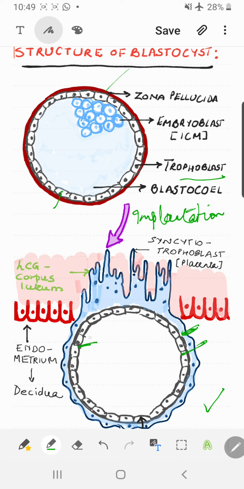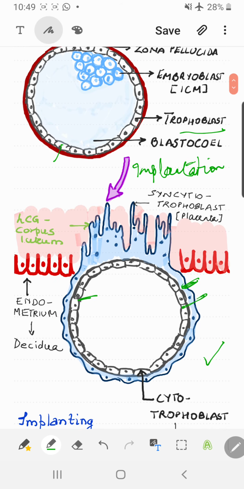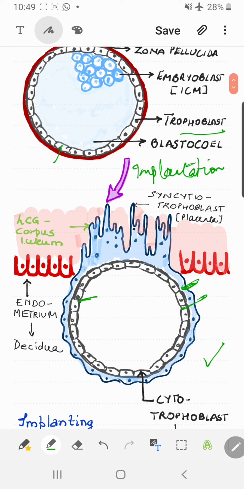So the inner one is cytotrophoblast. This is how you'll be able to see it. Cytotrophoblast, the inner one, right? That means when the embryo would be forming inside, this is the layer which is in direct contact with the embryo. So this is the inner one, right? You call it cytotrophoblast. And the outer one, which is making a continuous wavy line here. You can see the outer one is wavy, and the point of contact.